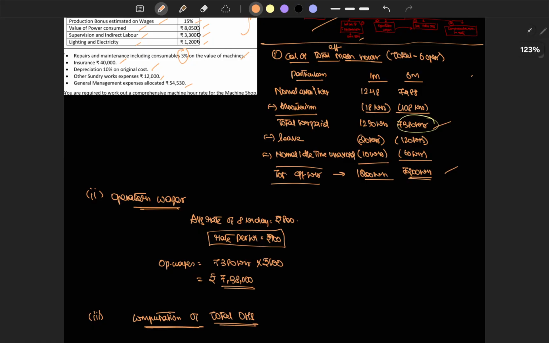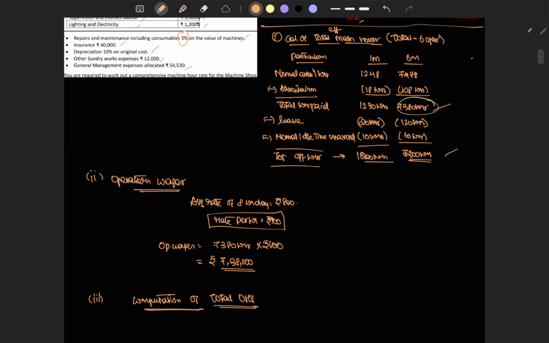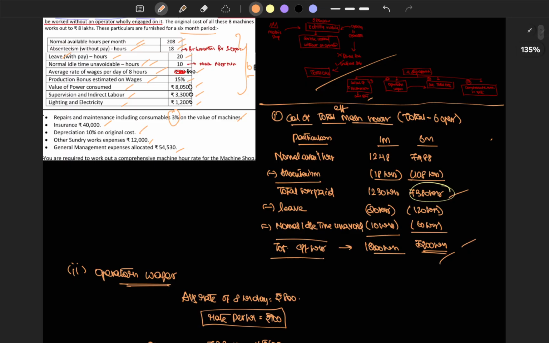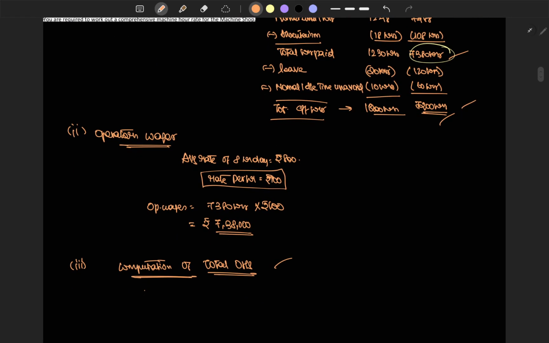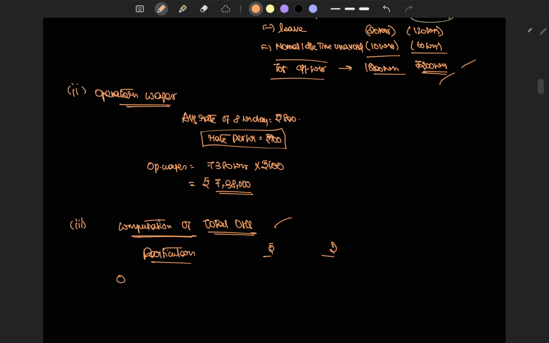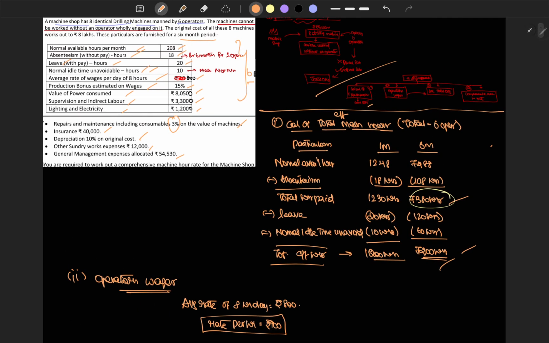So we got one value and we have to find out the other value. The one value is this and we have to find out the total overheads. Then we can easily find out the comprehensive machine hour rate, right? So what else is given in this question? Let's first plug in the figures. Particulars, rupees, operator wages, which is rupees 7,38,000. And what else did they give?